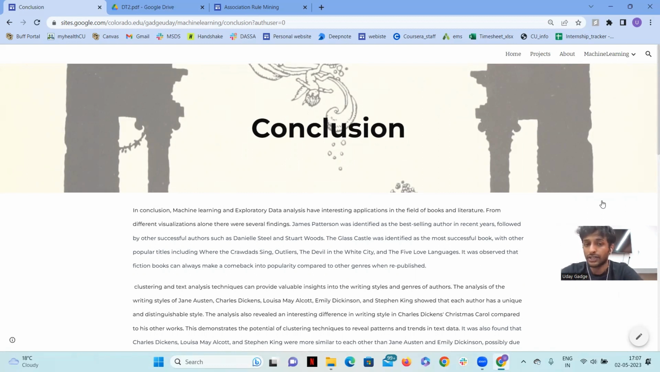I didn't have enough data to do it, but you can sort of try to predict books that have a higher resurgence, and you can see what makes a book stand the test of time. And there are so many applications in the field of books and literature when it comes to data science.